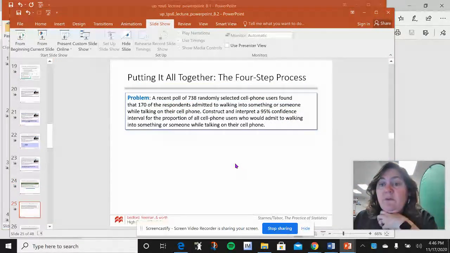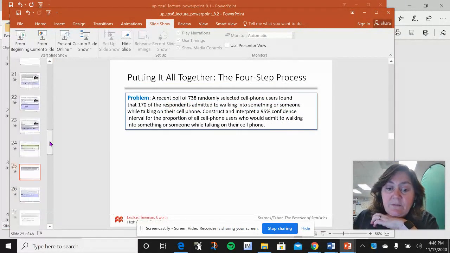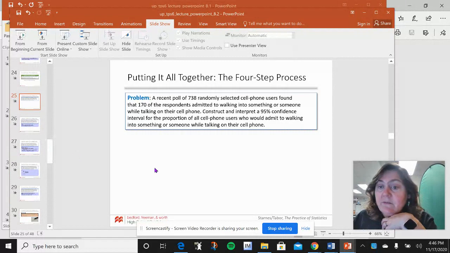We're going to do one more activity, activity 2, pretty soon with an applet that's on your Canvas. Here's another problem. We're going to do the 4-step process with this problem. A recent poll of 738 randomly selected cell phone users found that 170 of the respondents admitted to walking into something or into someone while talking on their cell phone. So construct and interpret a 95% confidence interval for the proportion of all cell phone users who would admit walking into someone or something while talking on their phone.